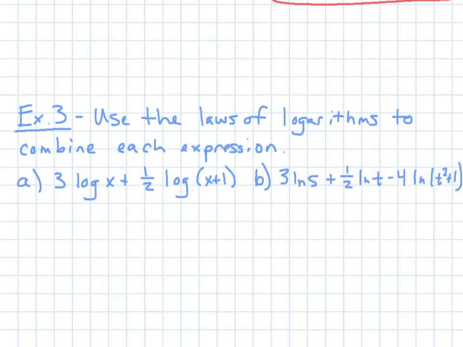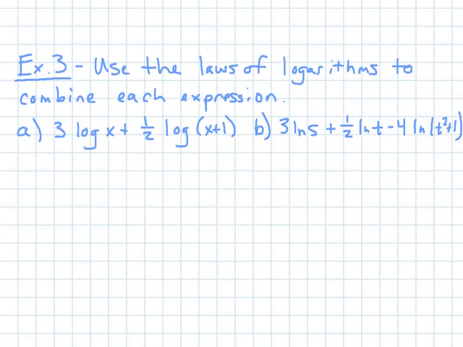Now I want to be able to do it the other way. So example 3 says use the laws of logarithms to combine each expression. So I want to be able to put them all into one log. Okay, so I'm not going to have log over log or anything like that. I'm going to have a single log representing the entire expression. So you kind of do it in the backwards order.